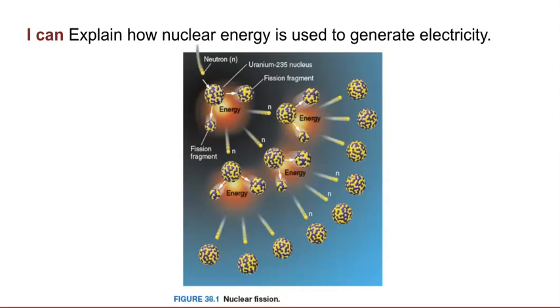By the way, nuclear fusion is how the sun gets its energy, and that's where you combine atoms. It's something we've only been able to do once in a lab, but it is a powerful energy source, but you don't have to know that for the AP test. But you do need to know fission, and so you can see here's a picture of nuclear fission. You can pause the video to take a look at this diagram in more detail.